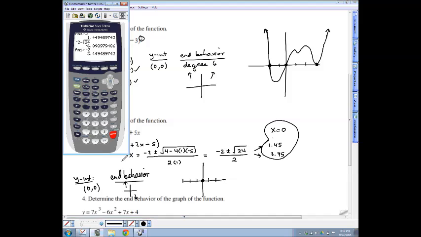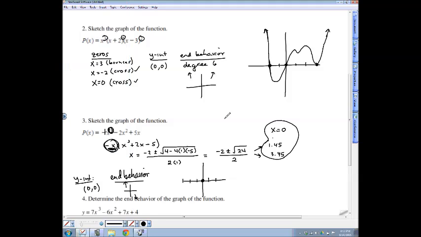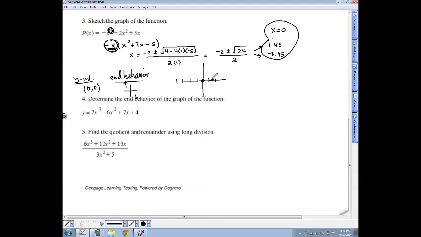And you know what? This isn't looking right. Divided by -2, that should be a +2. So that should really be a -3.45. Yeah, 1.45, and -3.45. So all 3 are zeros. There's a y-intercept right there.